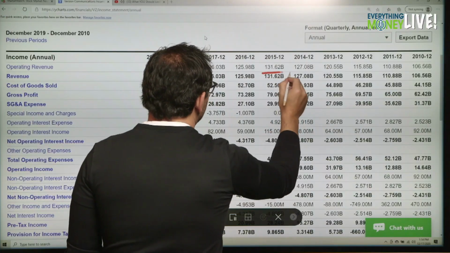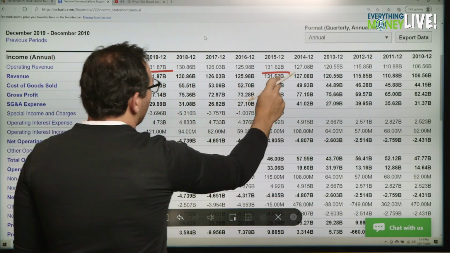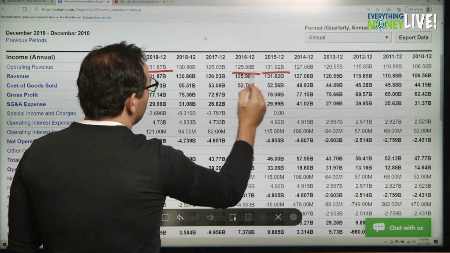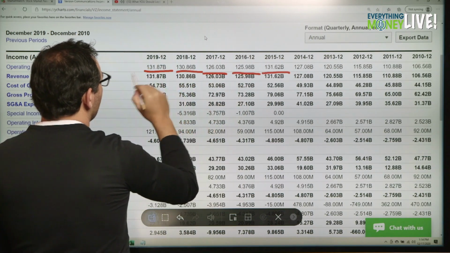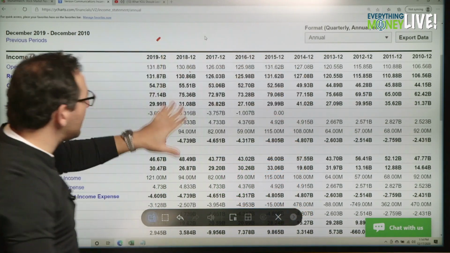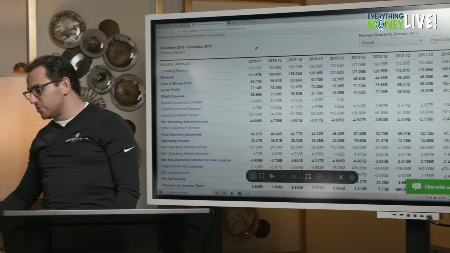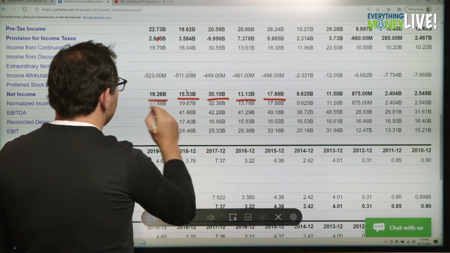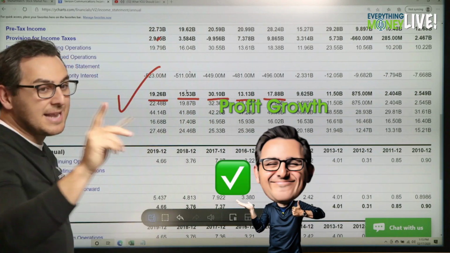Paul, let's go to revenue growth, which is pillar number 3, over the past 5 years. All right, this is technically getting a check, but it's not pretty. Tell me about 131.6 to 131.9. And look in between. Fell to 126, 126, 130, 130. So there's a check mark, but it's not the prettiest. Now, I don't know if there were some acquisitions made here or maybe some dispositions or whatever. Let's do net income, profit growth. 17.9, 13, 30, 15.5, 19.26. Check mark. Kind of weird, though.